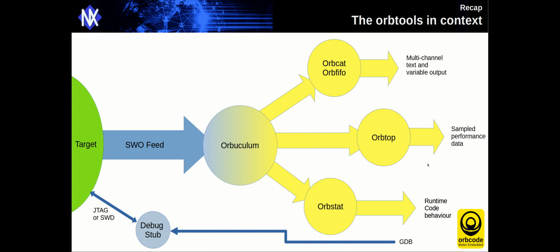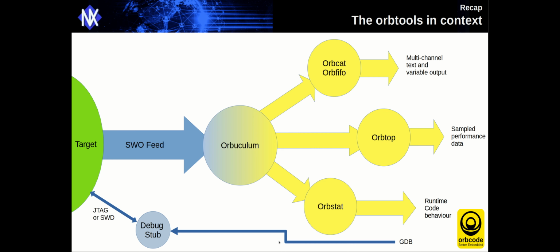In terms of what the architecture looked like for version 1, you had your target, which was generating an SWO feed. These are the UART frames coming out of there, and those plugged into the Orbculum software itself. Orbculum exports a TCP/IP port socket to which the various clients can connect for doing different things: OrbCat and OrbFIFO for simple multi-text channel variable output, things of that nature, Orbtop for processing the program counter sampling information, and Orbstat for doing various statistics analyses and things like that.